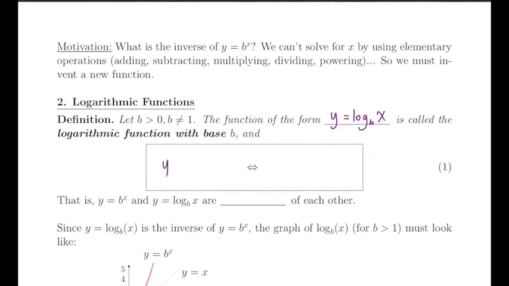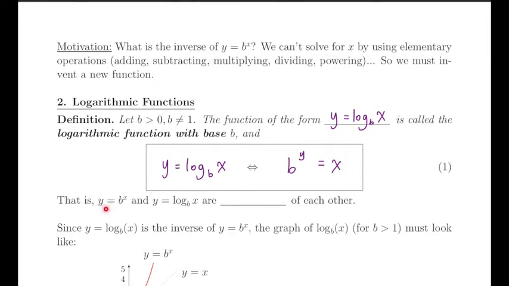And if this is the case, if y is log base b of x, then this is equivalent to saying that b to the y is x. So if b to the y is x, then it's the same as saying y is log base b of x. So we've actually solved for y here in this equation, meaning we found the inverse of this exponential function. It's log base b of x.